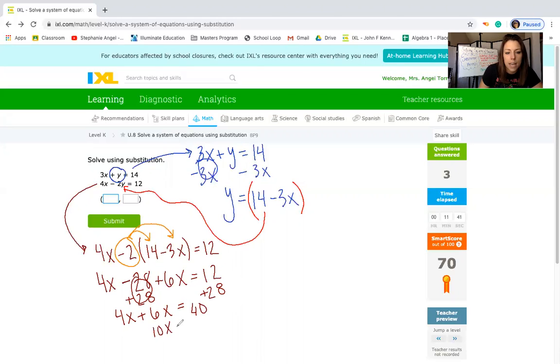4x and 6x is 10x. Divide both sides by 10. I'm totally running out of room here. That's a big 1. And we get x equals 4. See, that wasn't so bad. Now, here's the thing.